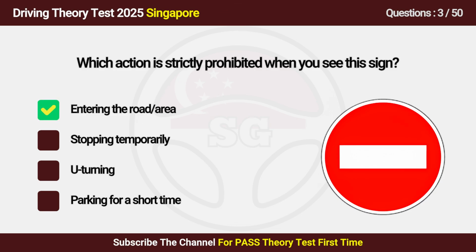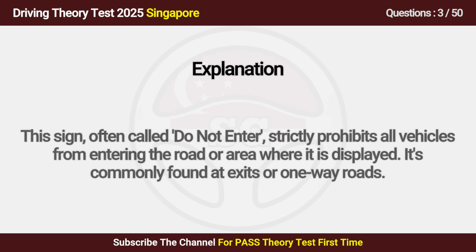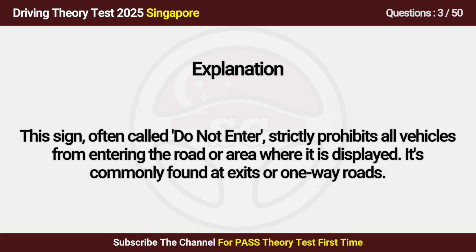Answer is A. Entering the road. This sign, often called Do Not Enter, strictly prohibits all vehicles from entering the road or area where it is displayed. It's commonly found at exits or one-way roads.